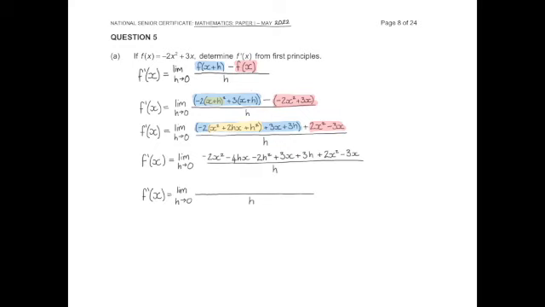So that means, and let's scroll up a little, that I'm going to have minus 4hx minus 2h squared plus 3h. Whoopsie, I've made my line a little bit long here.